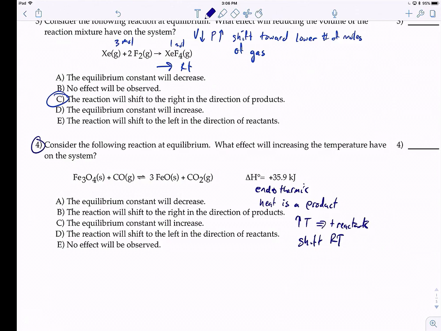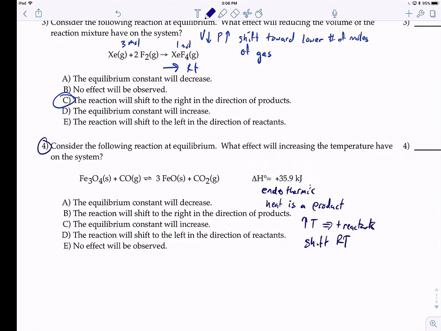So, questions with this one? How did you know this? Because of the positive sign on the delta H. Negative is exothermic, and positive is endo. Because positive means the heat is flowing into the system, negative means that the heat is flowing out of the system.